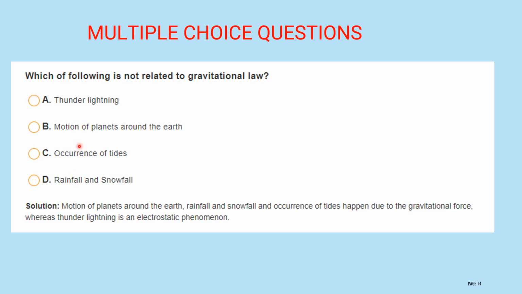These three options, motion of planet around the sun, occurrence of tides, rainfall and snowfall, everything occurs due to the presence of a gravitational force. But the first one, thunder lightning, is an electrostatic phenomenon. It will not play an important role in gravitational force or gravitational law. Therefore, the wrong statement according to this question is thunder lightning, because this is an electrostatic phenomenon.